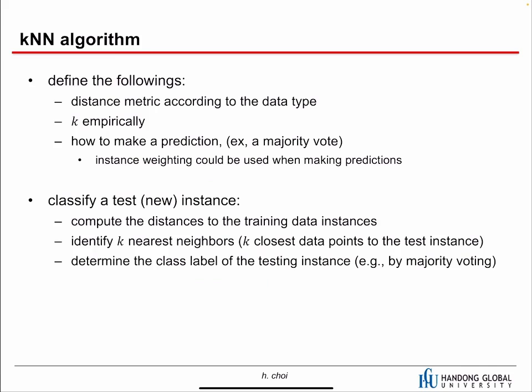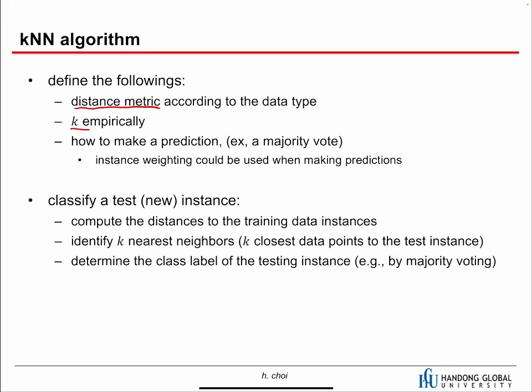And again, let's summarize the kNN algorithm. When we use the kNN algorithm, we have to define some numbers or methods. First, we have to define the distance metric. Basically, we can use a simple Euclidean distance, but that's not the only option. Sometimes we can use some Mahalanobis-based distance, sometimes geodesic distance, and sometimes some other distance, depending on the scenario, data type, and application.